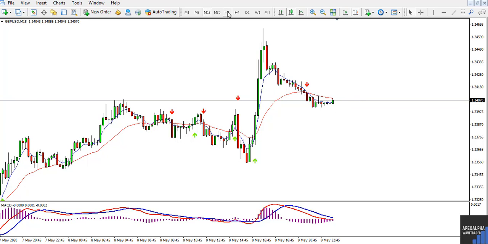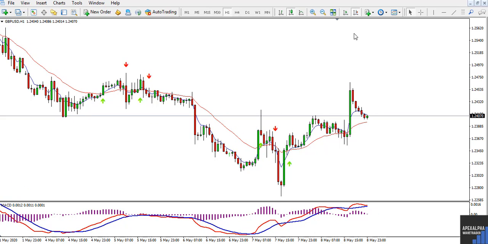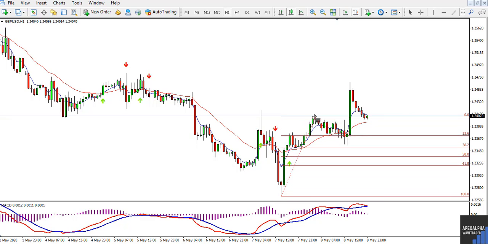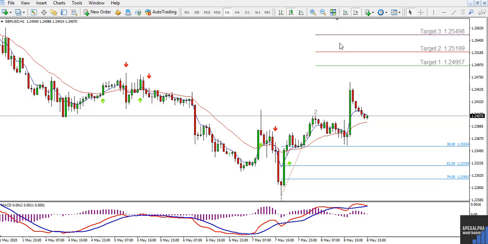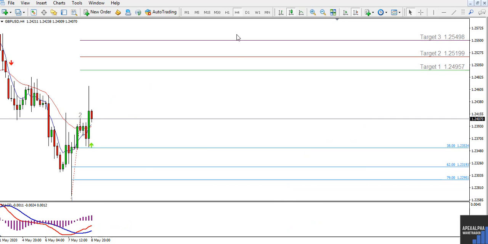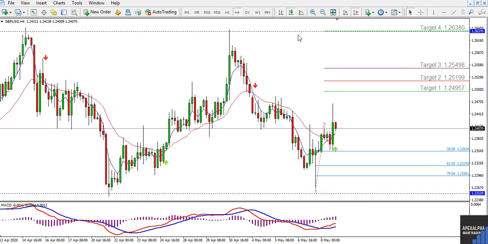Okay, so if I were to go to the 1-hour chart and plot my Apex Alpha calculator here, with here being the number 1 point, I take it right up to this point as my number 2 point, and you can see the price target. So if I go to the 4-hour chart now, you can see this is where the market halted the last time, exactly at target 4.